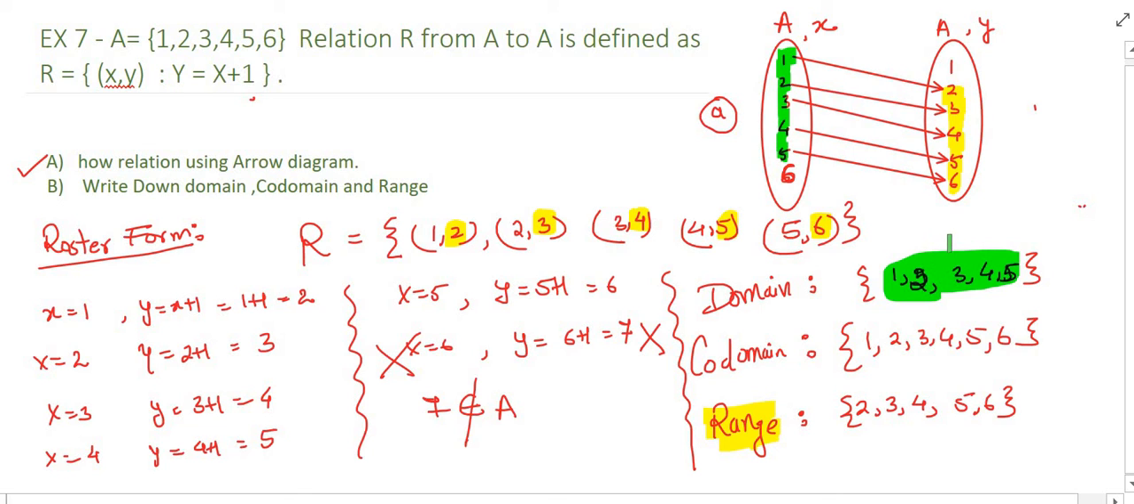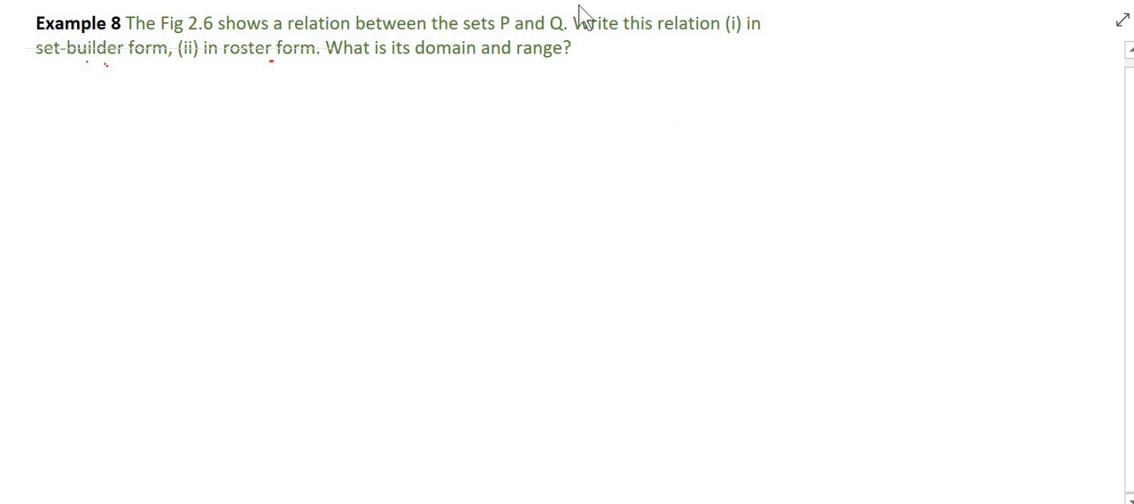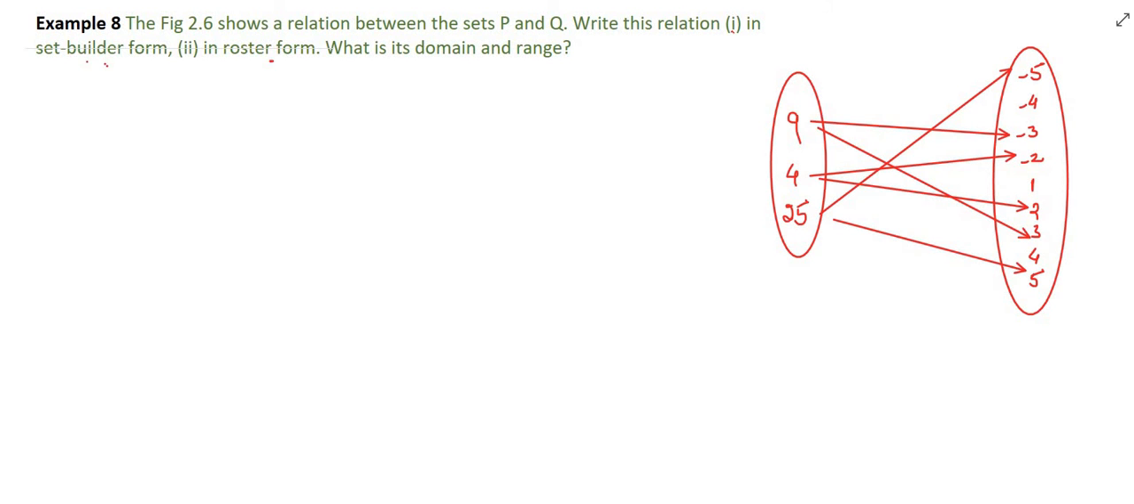So let's do one more question. This is example 8. It says the diagram is given, P and Q. Write the relation in set builder form. So here is the diagram which is given, and we have to write it in set builder form, roster form, and domain and range.